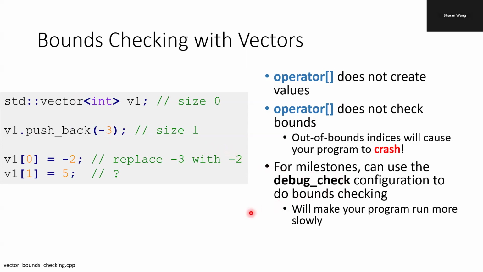So for the milestones, you can use the debug check configuration to do bounds checking with memory, but this will make your program run more slowly. And I'll show you this later in the demos.